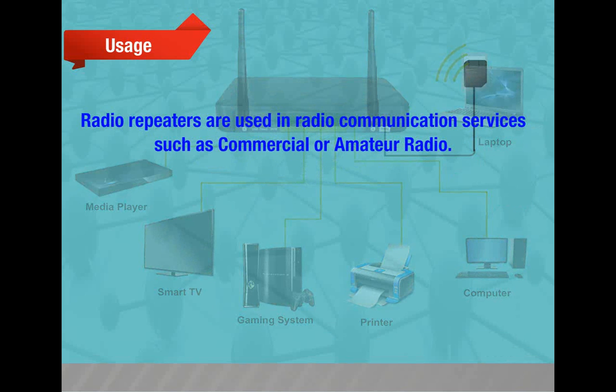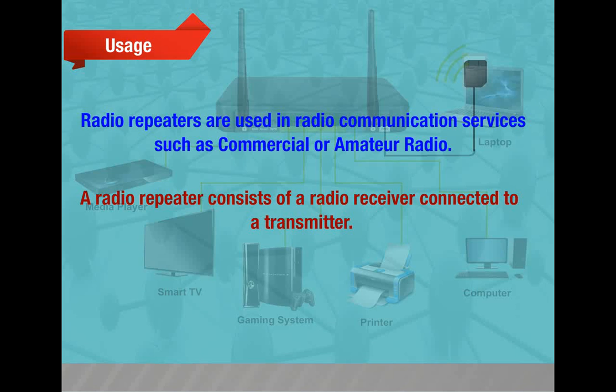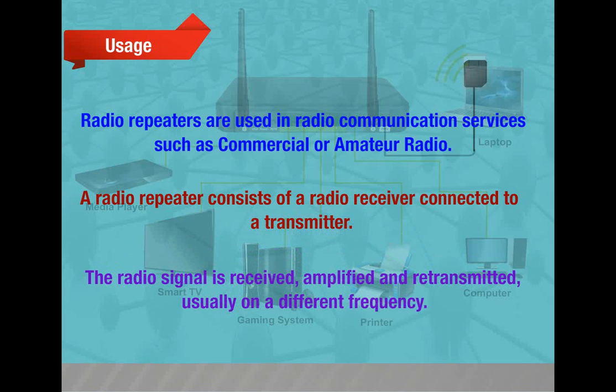Radio repeaters are used in radio communication services such as commercial or amateur video. A radio repeater consists of a radio receiver connected to a transmitter. The radio signal is received, amplified, and retransmitted usually on a different frequency.